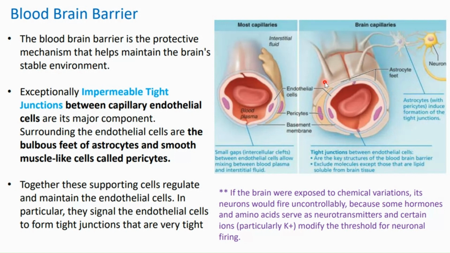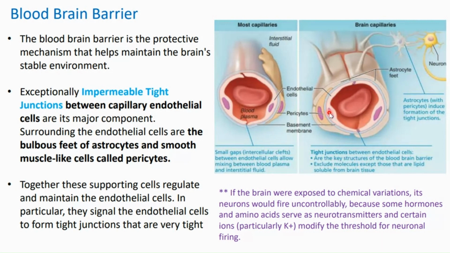Now, why is it important? Because we want to protect the brain from the molecules within the blood. We don't want all the molecules within the blood to reach the brain, because this may cause disruption. For example, exposure to chemical variations like some hormones, amino acids, neurotransmitters, and some ions like potassium will modify the threshold for neuronal firing. So if we have excessive neurotransmitters or ions within the brain, the neurons will be firing uncontrollably, and this will lead to damage. So we want a good barrier between the blood and the brain to control the neuronal function. So this is the blood-brain barrier.